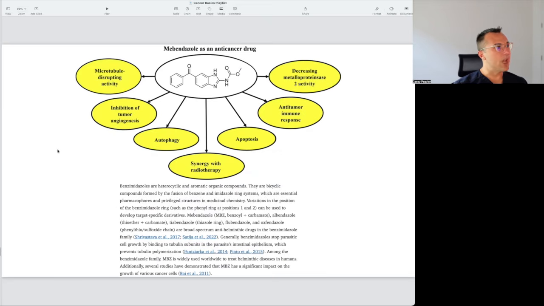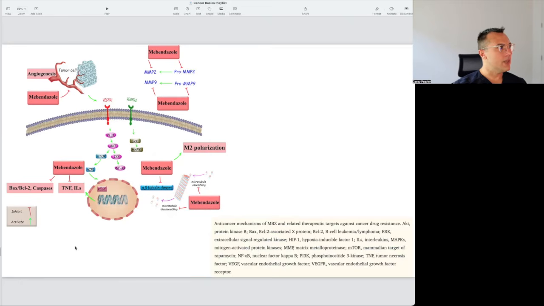And basically what this paper does is it goes through each of the proposed mechanisms and explains how mebendazole interacts and makes all of these things likely possible. So it has a section on microtubule disrupting activity, inhibition of tumor angiogenesis, autophagy, synergy with radiotherapy, apoptosis, anti-tumor immune response, and decreasing matrix metalloproteinase 2 activity. And it then had a great graphic looking at where mebendazole is directly inhibiting or downregulating certain processes that make cancer cells more likely to survive and withstand conventional standard of care treatments.